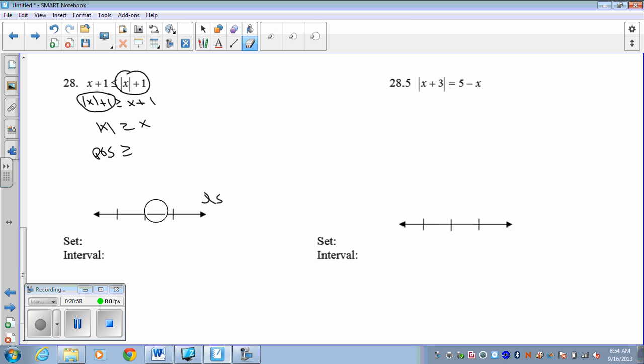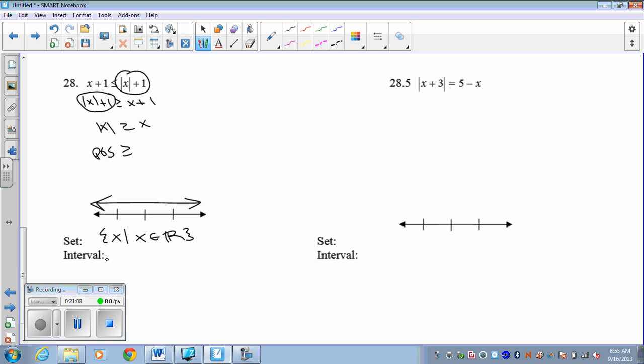So on a number line, you just have the whole thing. Set notation, you can say x such that x is within the real numbers. Interval, you could say it's from negative infinity to infinity. It's everybody.